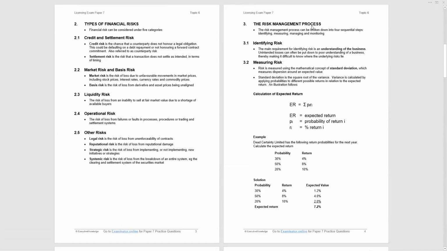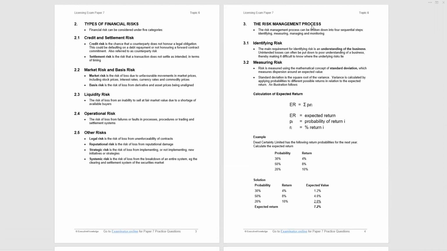Now, we have different types of financial risks. This is one page, and this is one page worth knowing. I reckon that you're going to have at least 2 questions from this page in the exam. So the financial risk can be looked upon in 5 ways.